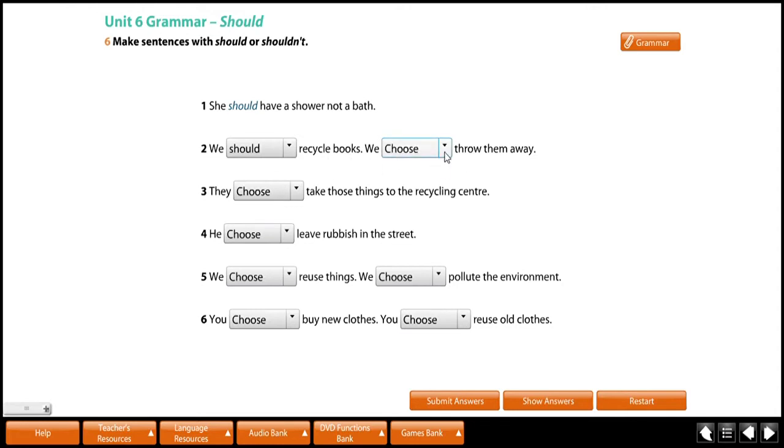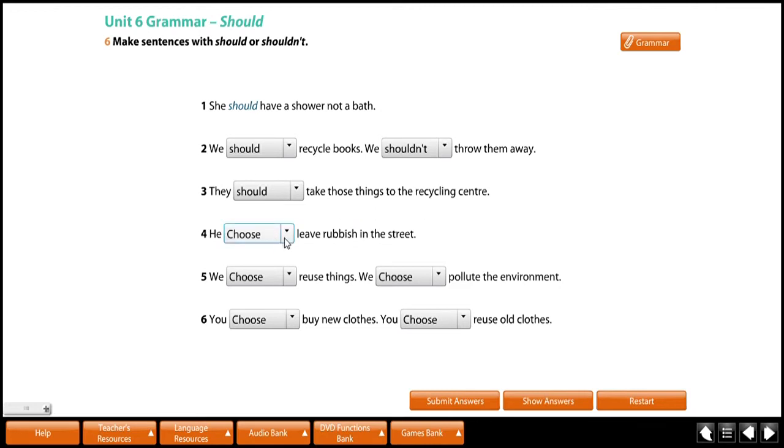The next is if you're talking about throwing away, выкидывать что-то. That's why we shouldn't throw them away. Нам не следует их выкидывать. The next is they, if you're talking about things for the recycling center. Of course, it will be should. They should take those things to the recycling center. То есть им следует относить вещи в центр переработки.